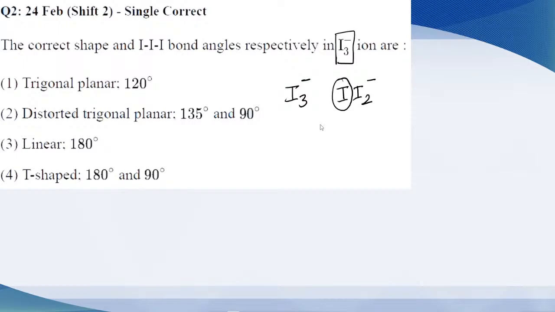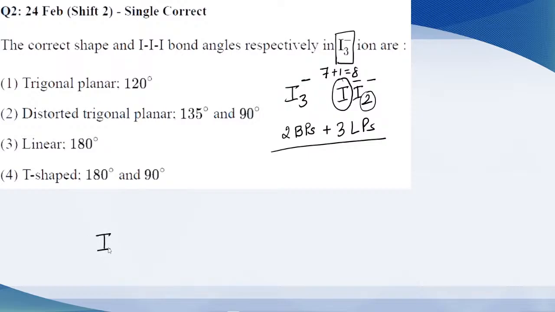How many bond pairs are there around the central atom? 2 bond pairs. So how many lone pairs are there in I2 negative? There are 3 lone pairs. Why? Because iodine has 7 valence electrons, 1 electron is gained, so total 8. Out of 8, 2 are shared, so 6 electrons are left unshared. So 3 lone pairs. 2 bond pairs and 3 lone pairs.